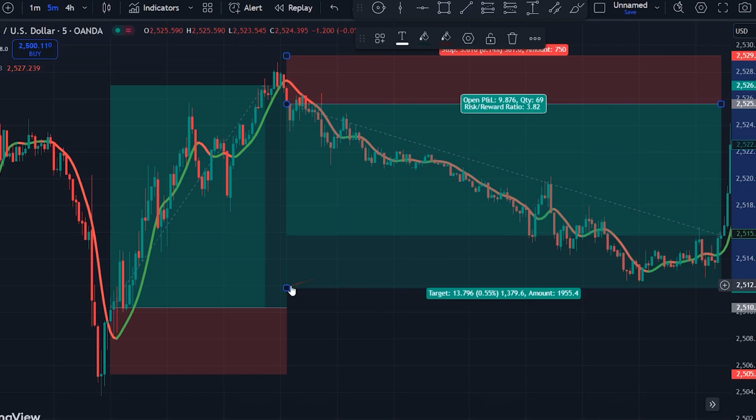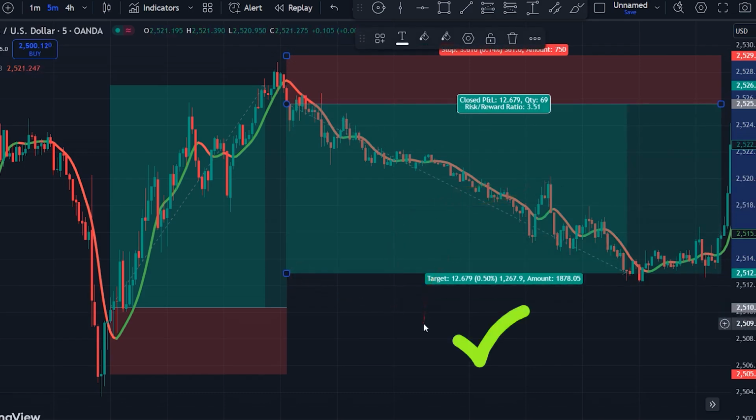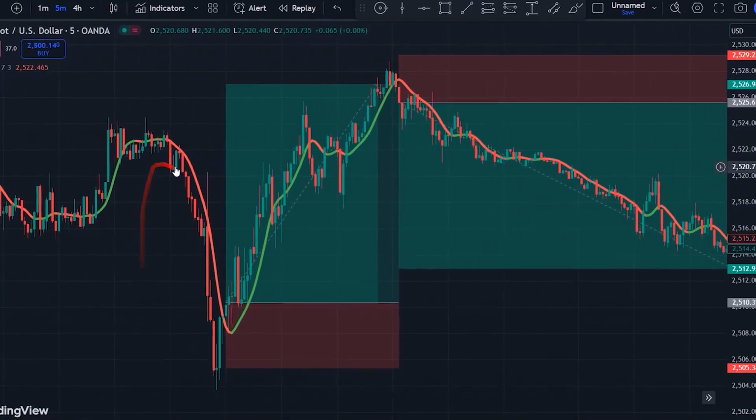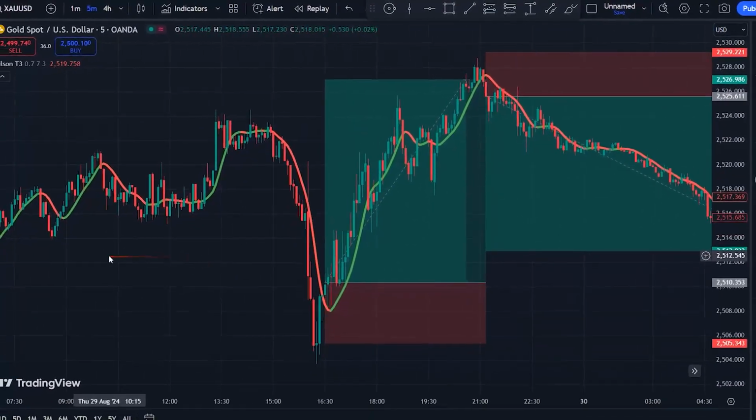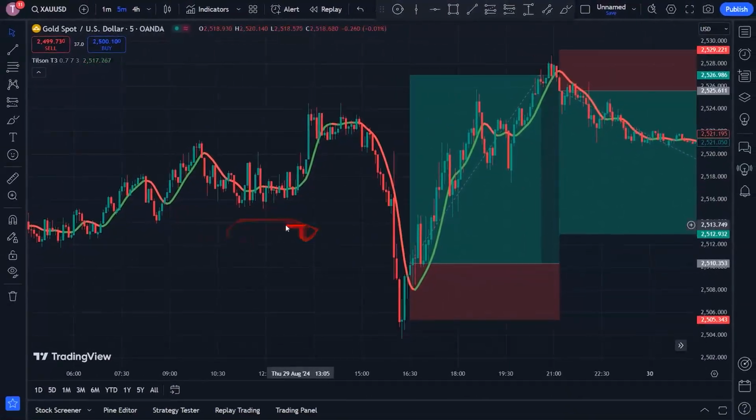However, I must remind you that working with just one indicator does not give us a very high win rate. It also increases the amount of our mistakes. Therefore, we can add a second indicator to the chart to improve our win rate.